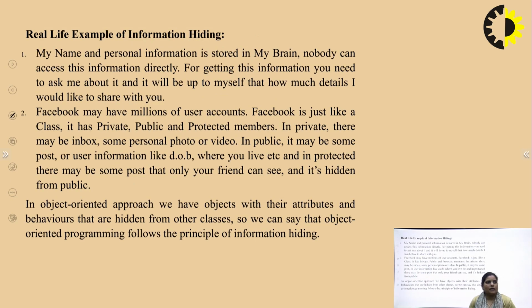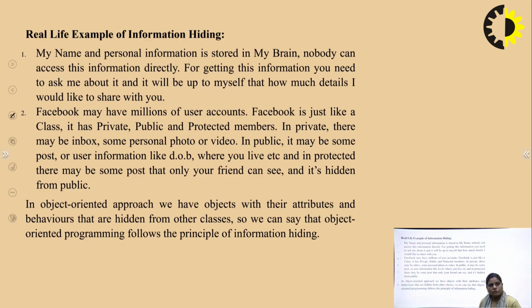Real life examples of information hiding: my name and personal information are stored in my brain. Nobody can access this information directly. For getting this information, you need to ask me about that. So this is a real world example of information hiding, where unnecessary things are not displayed. It is stored in the brain, and nobody can access it directly.